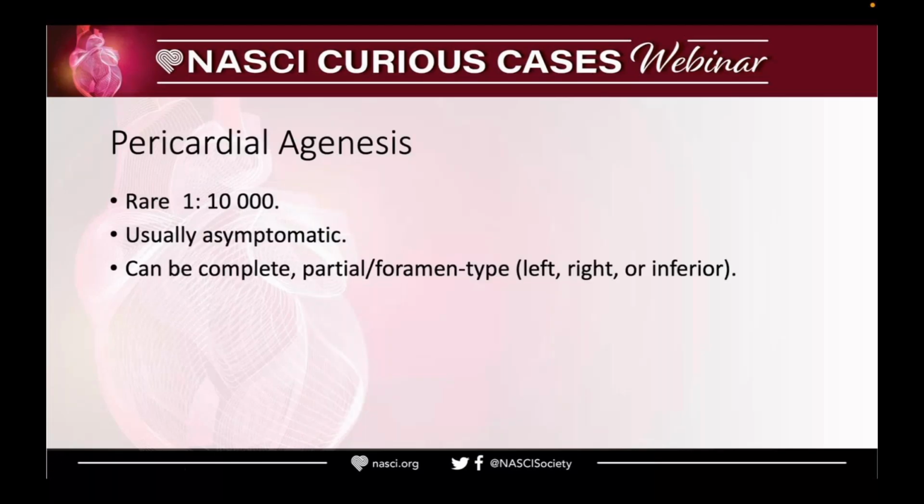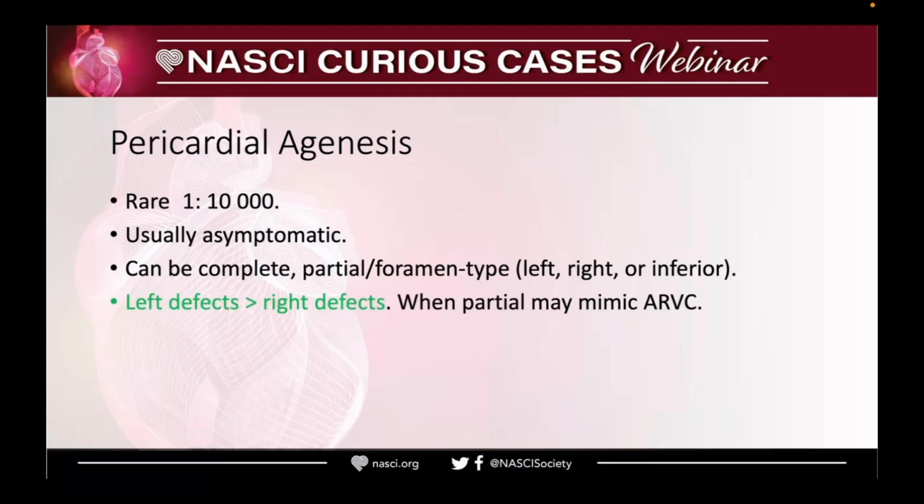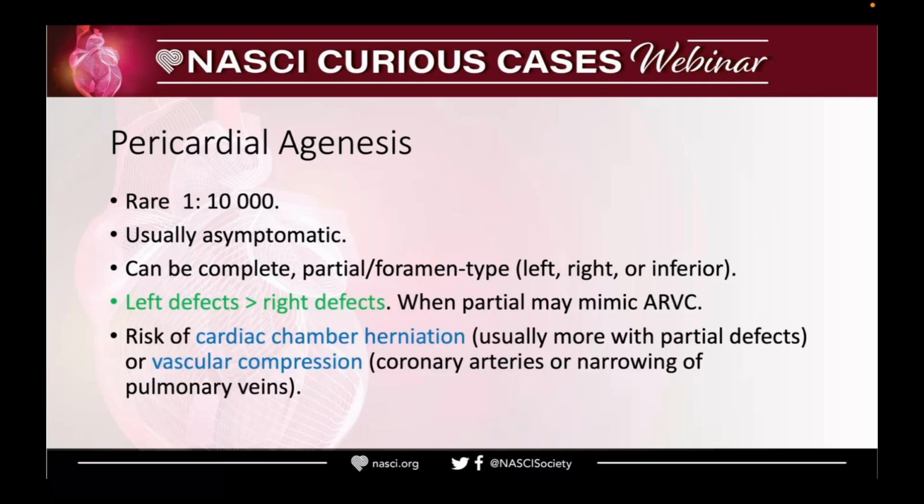Pericardial agenesis is a rare condition, usually asymptomatic. Most of the time it's complete, but it can be partial or foramen type. When it is partial, left defects are more common than right defects, and it may mimic ARVC. You can see some protrusion of the ventricular wall through the defect. So pay attention when you see abnormal wall motion of the RV free wall, and exclude that this is a partial defect.